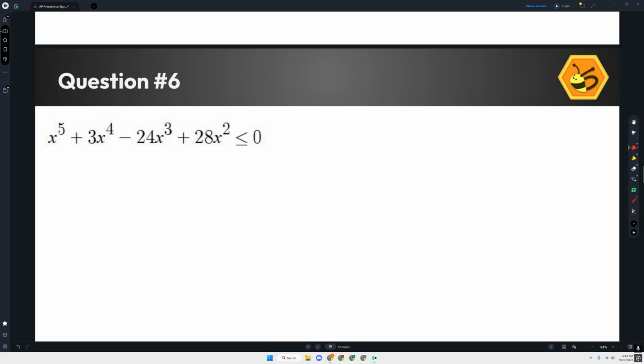F of 1 would work. Are there absolute value inequalities? No, there are not. F of 1, I would say not to do that. There's an easier way to do it.